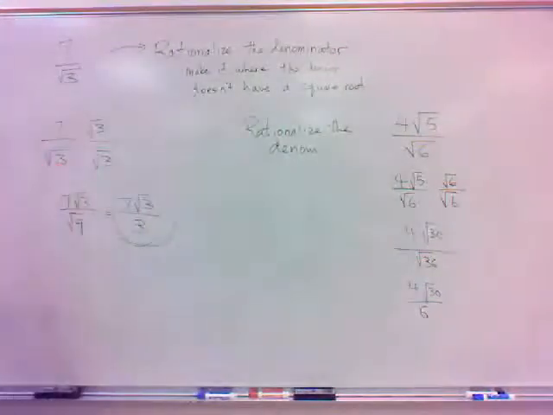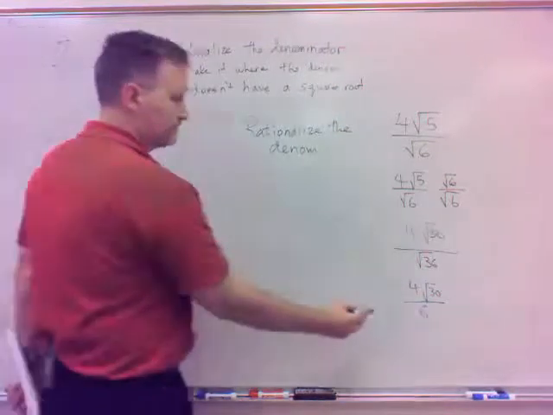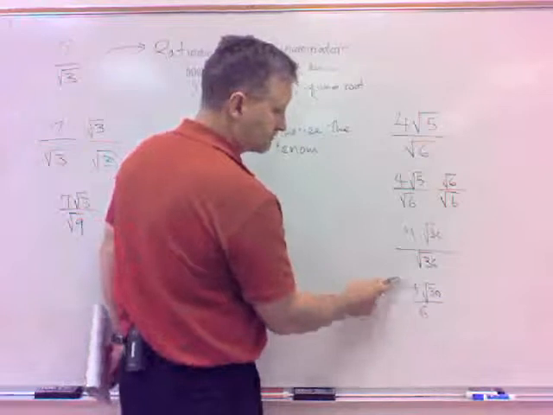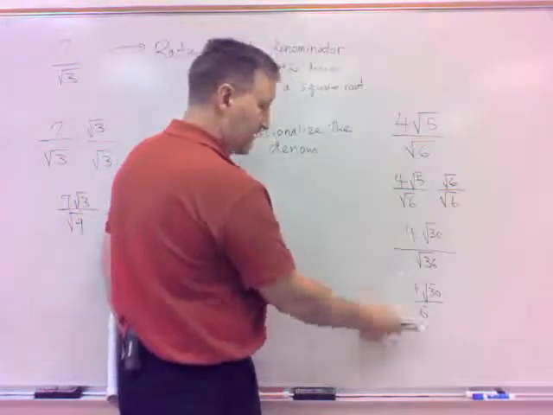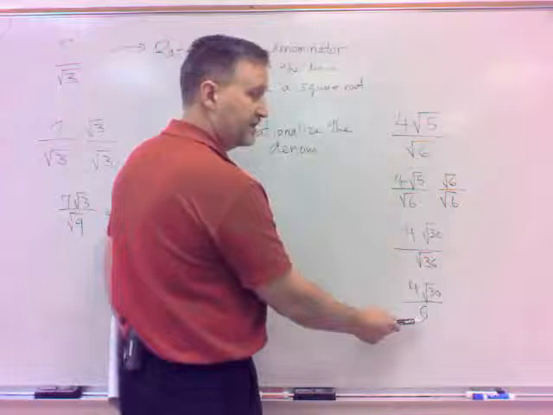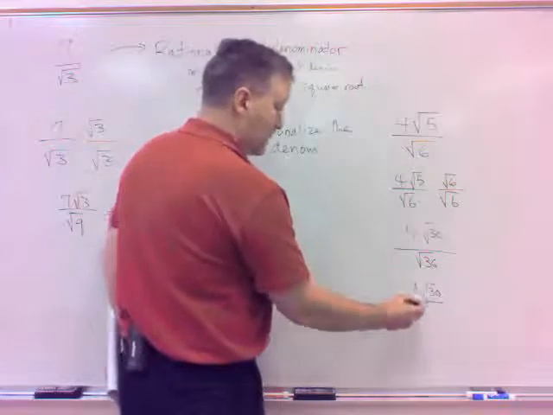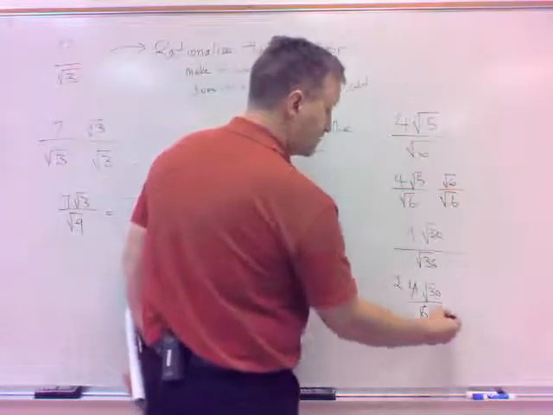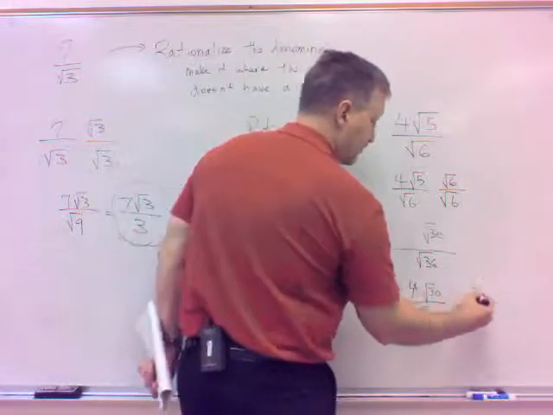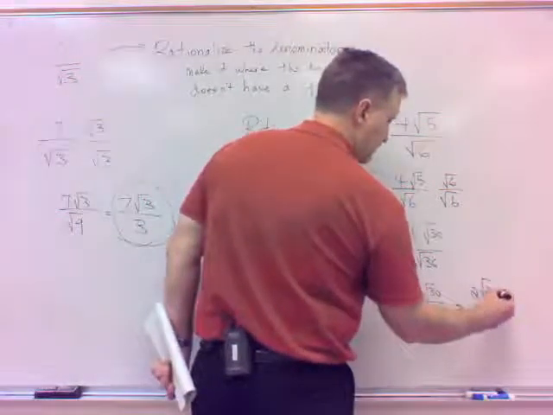But there is one other little fine detail here to finish this out. Do you know something else we can do here? Well, unlike before, now I've got this 4 on top. Can I simplify these, 4 and 6? Yeah, I can reduce those by a factor of 2 there. And so my final answer is going to be 2 square root of 30 over 3.